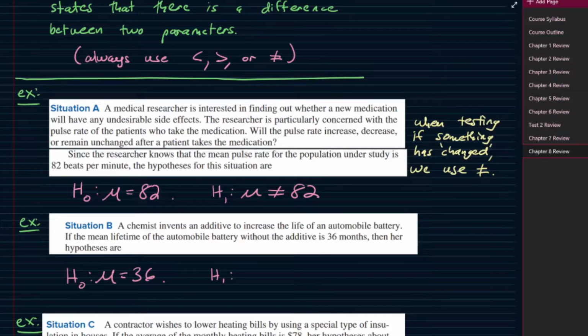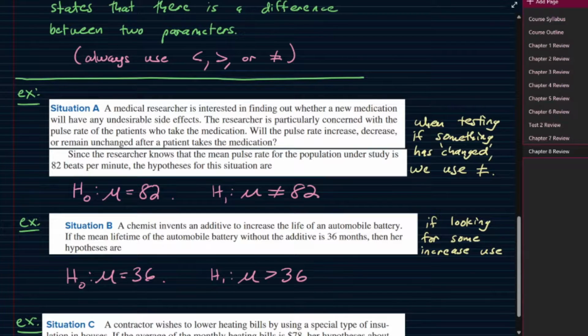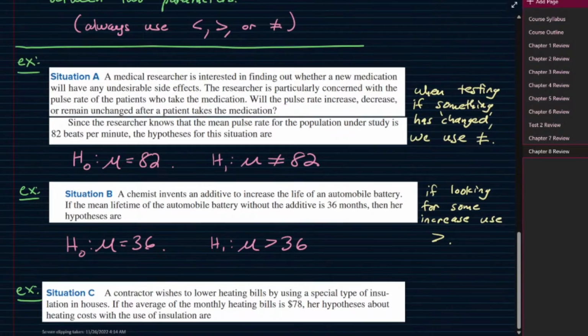So what are they going to be testing here? If the mean is greater than 36. Has the increase actually happened? So in this case, our alternative hypothesis, aka our claim, is going to be that mu is strictly greater than 36. Okay, and so we use the greater than symbol if we're looking for an increase. We use the strictly greater than symbol. So that's what our null and alternative hypotheses would be for this question.